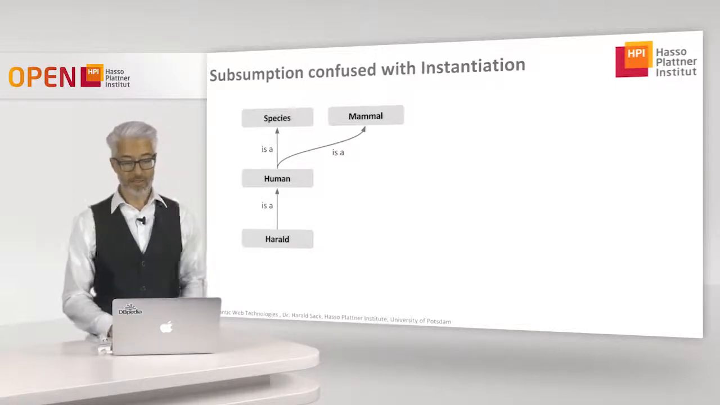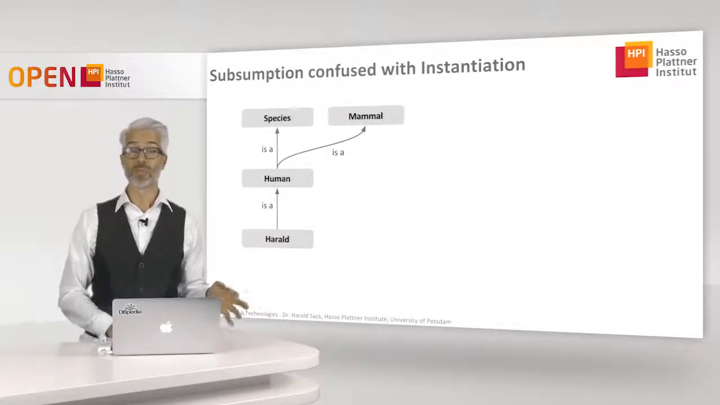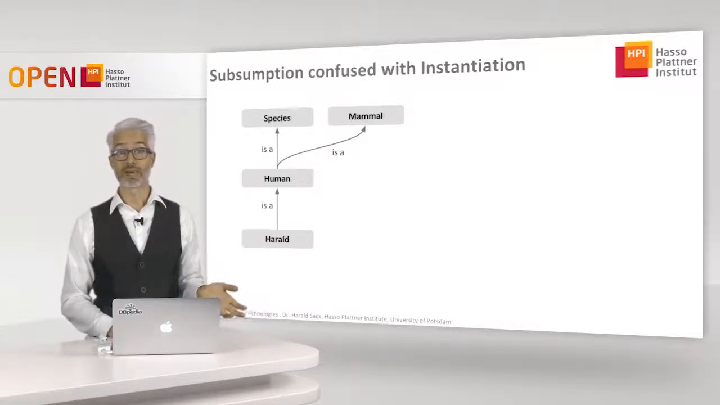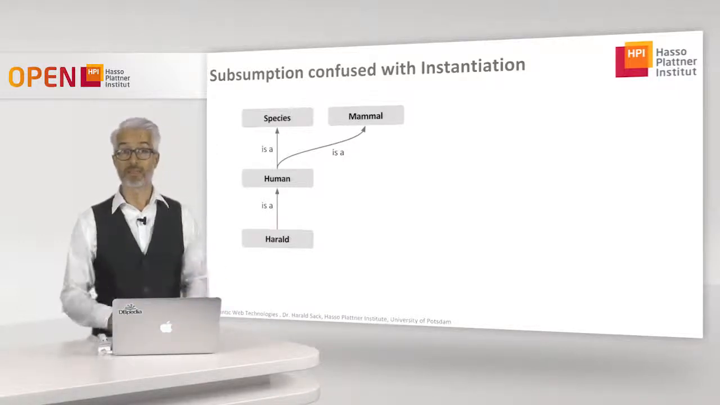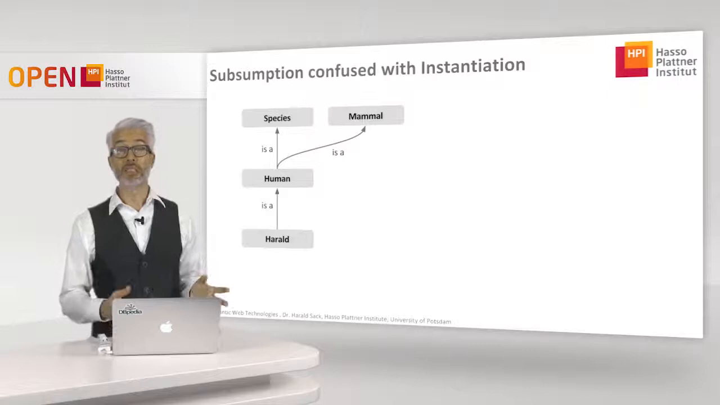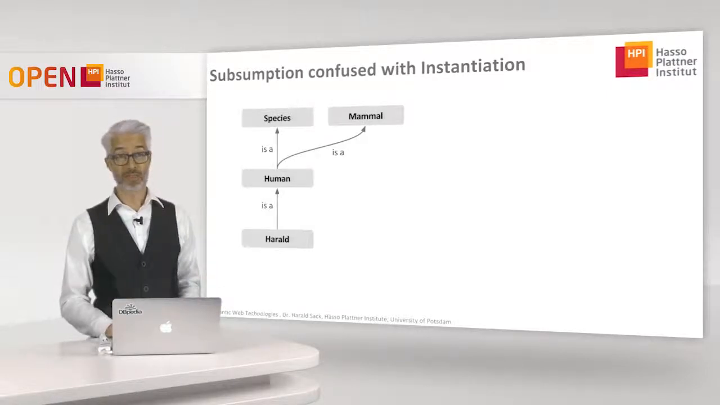So consider the following example here. We say Harald is a subclass of human and human is a subclass of species. And human also is a subclass of mammal. So we use here this is-a relationship. Of course, is-a comes from natural language, and here it should mean something like being a subclass. But you see several difficulties here.